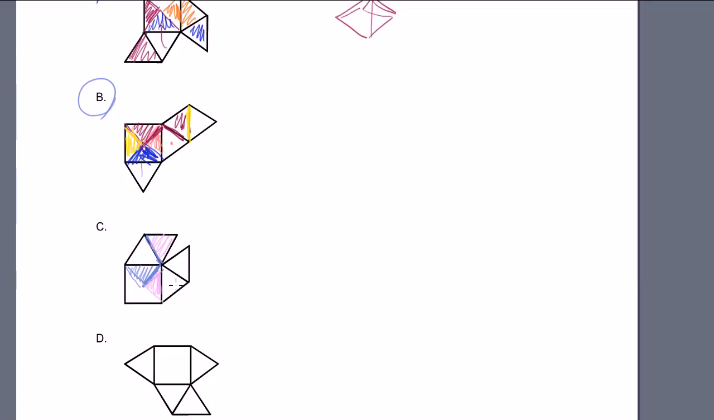But then this edge right here will just, when you fold this, will just go on top of that same edge again. And then this over here will just go over on top of this edge again. So we're only going to get half the pyramid, so that's not going to work.